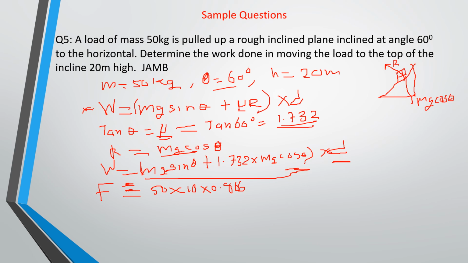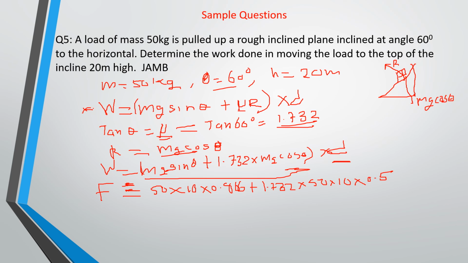0.866 plus 1.732 times 50 times 10 times cos 60 degrees, which is 0.5.